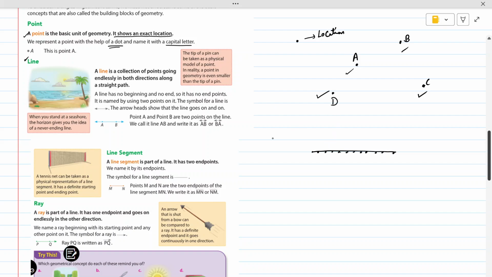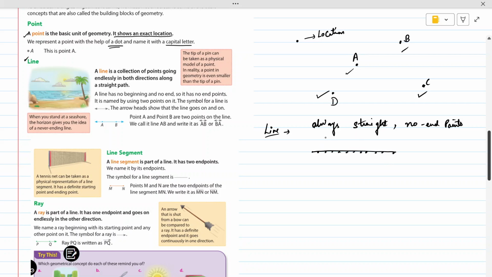So what does that mean? First of all, a line is always straight. And the second thing is it has no end point. That means it has no starting point and it doesn't have any end point. It goes infinitely in both directions. So we can also say that a line is a collection of infinite points. It has no ends, it has no starting or ending point, and it is always straight.